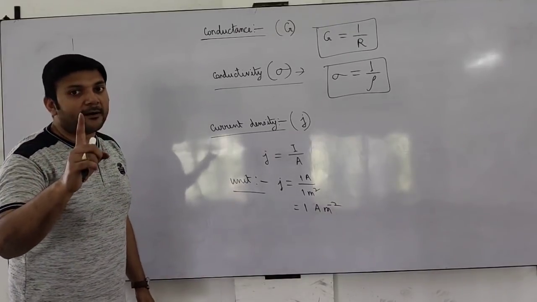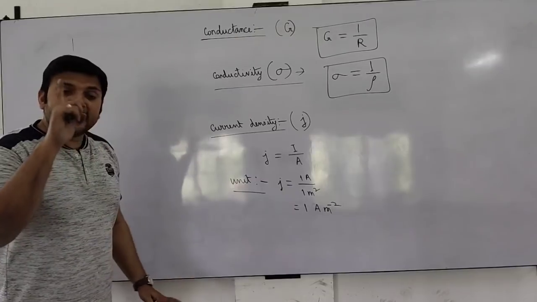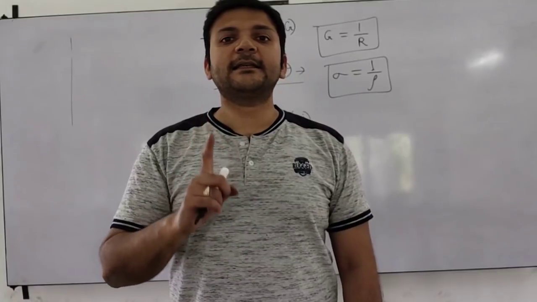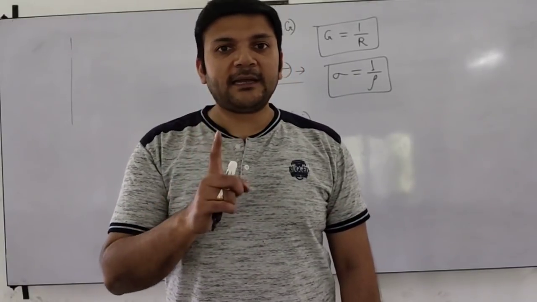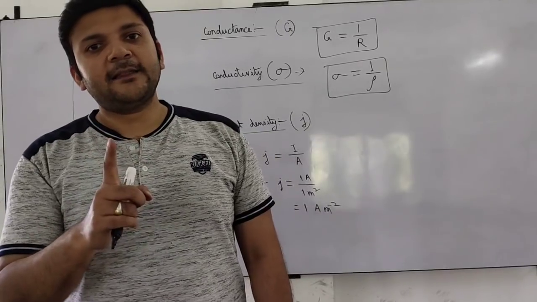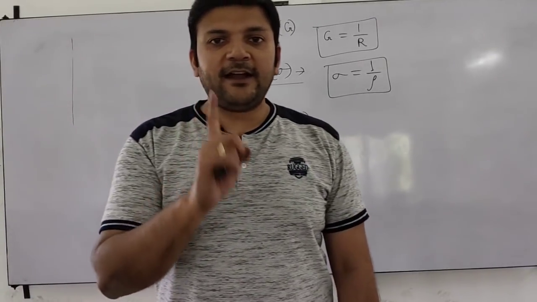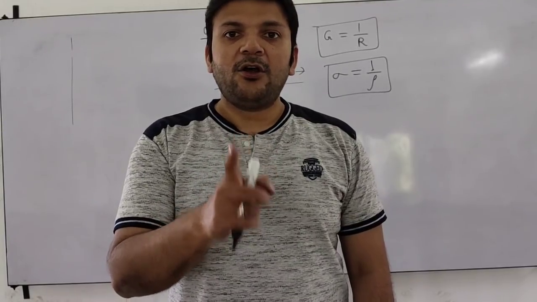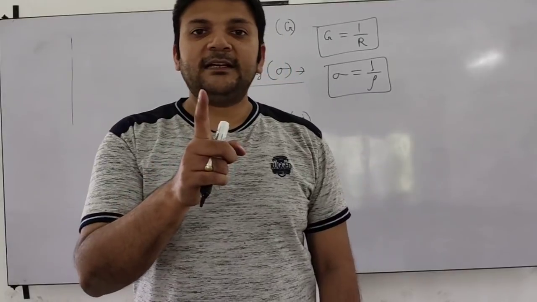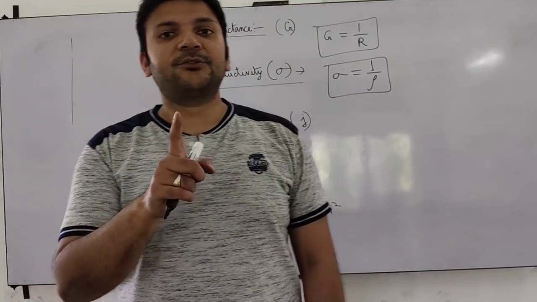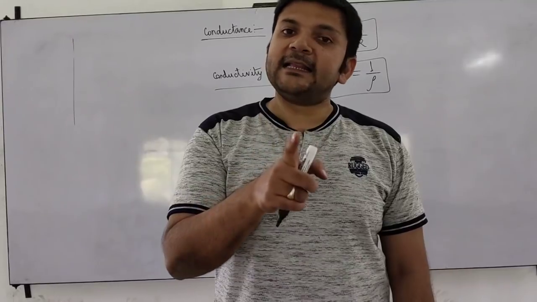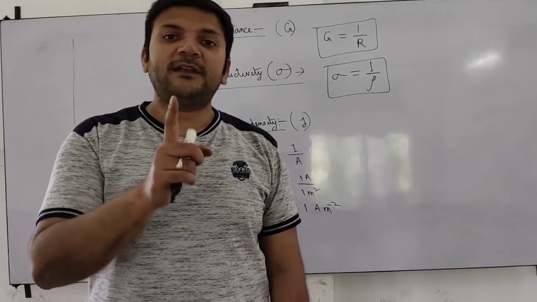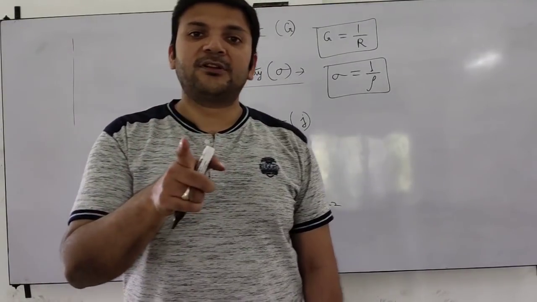One thing you remember, current is a scalar quantity, but current density is a vector quantity. Current has only magnitude, but no direction. But current density will be a vector quantity having both magnitude and direction.